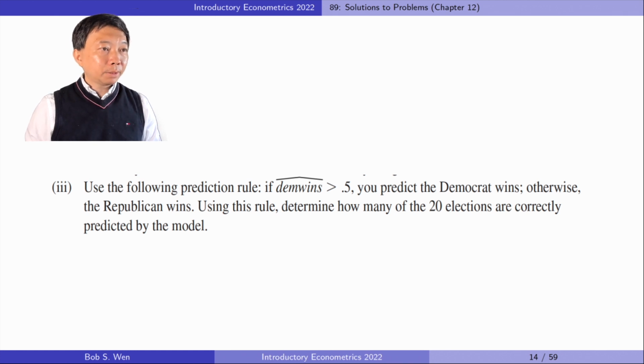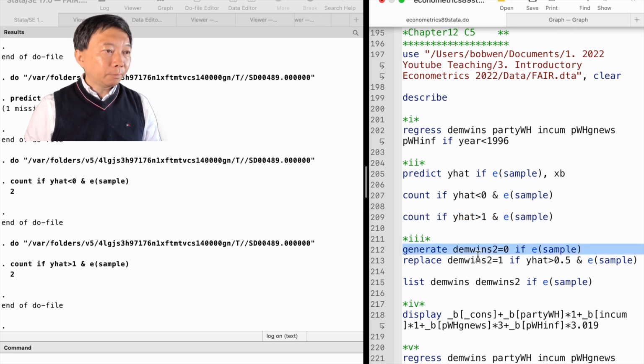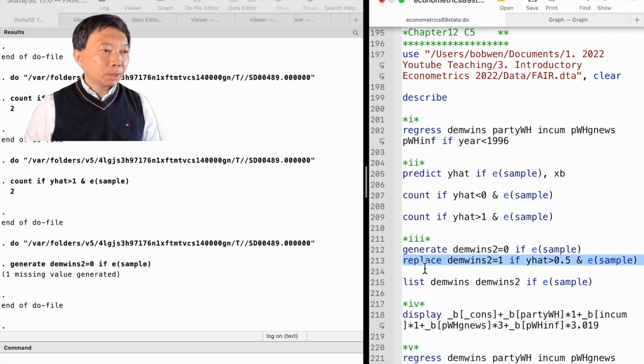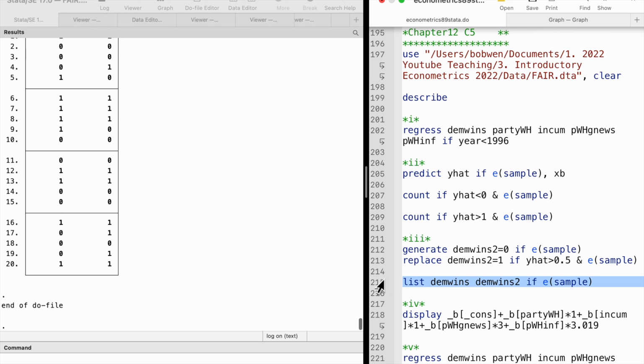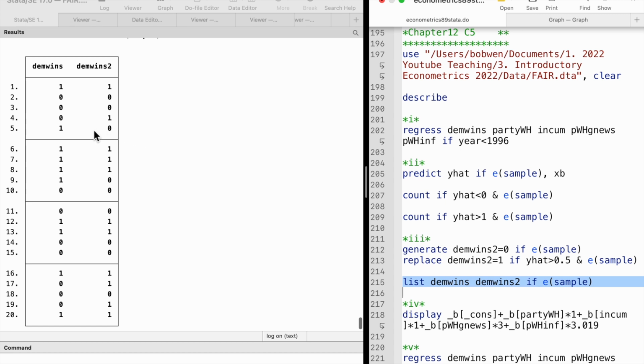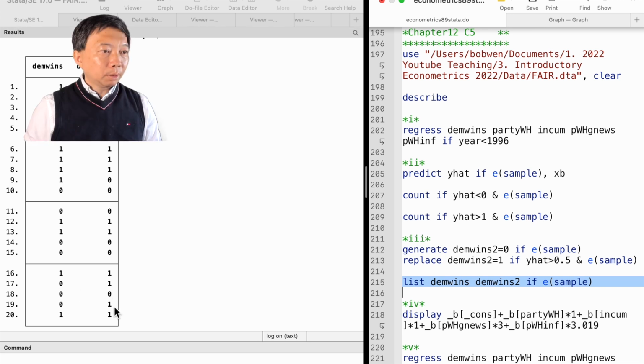In Part 3, use the following prediction rule. If the fitted value is greater than 0.5, you predict the Democrat wins. Otherwise, the Republican wins. Using this rule, determine how many of the 20 elections are correctly predicted by the model. We define a new dummy variable, DemWin2. It equals 1 if the fitted value is greater than 0.5. Then we compare the prediction with the true outcome. The model correctly predicts 15 out of 20 elections.